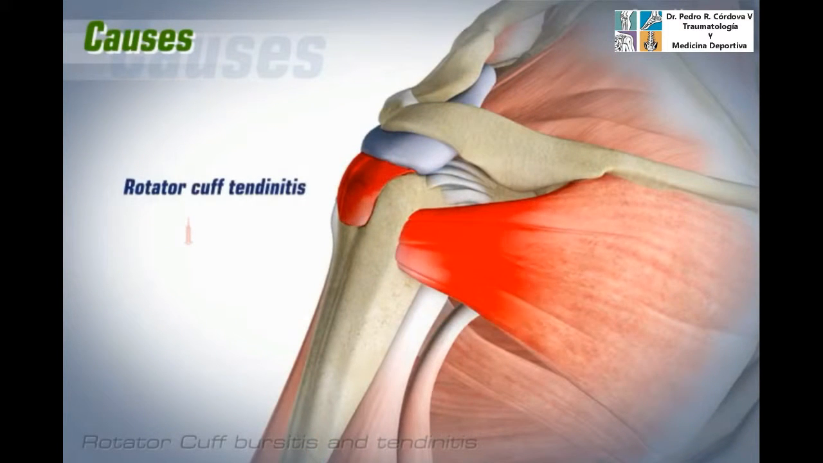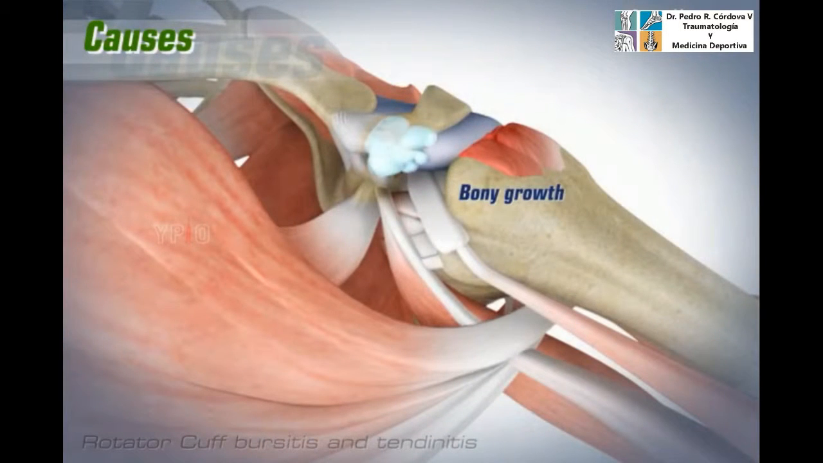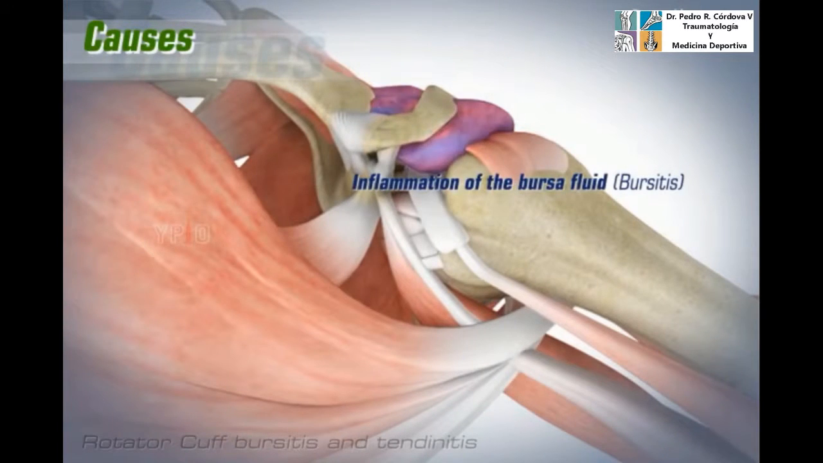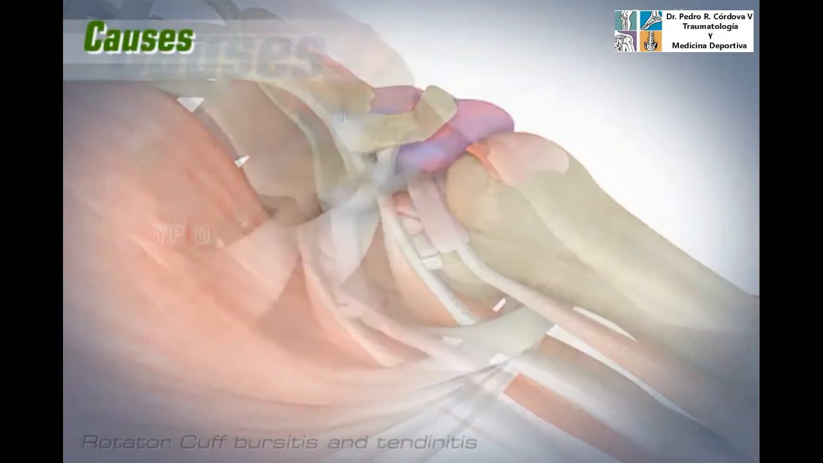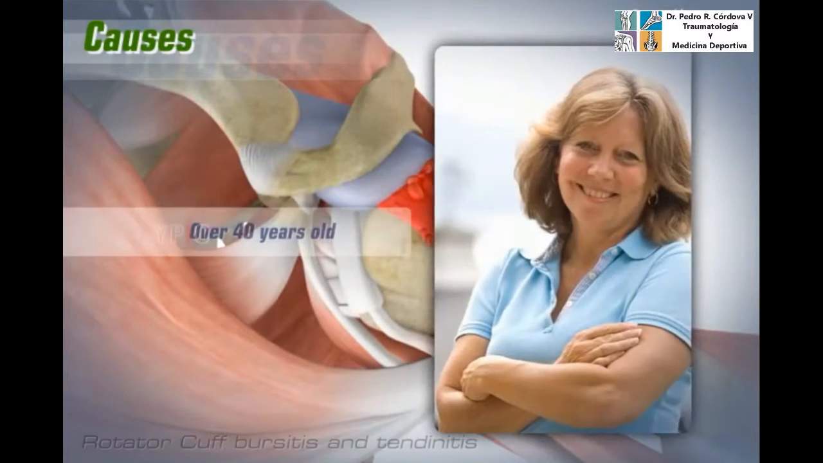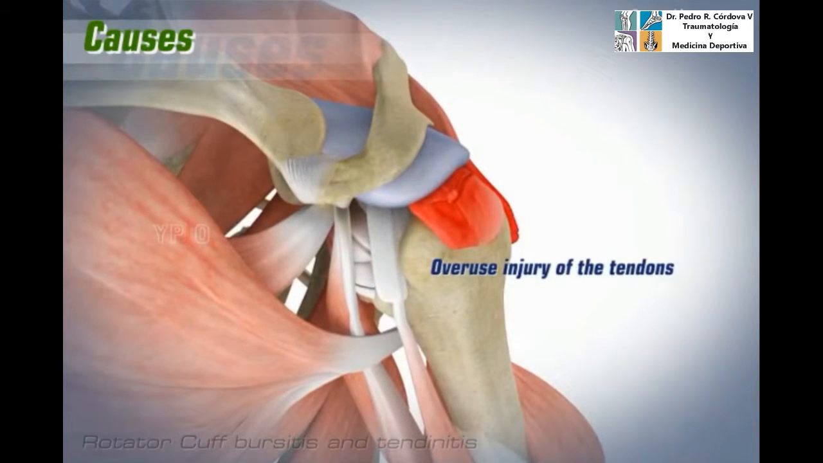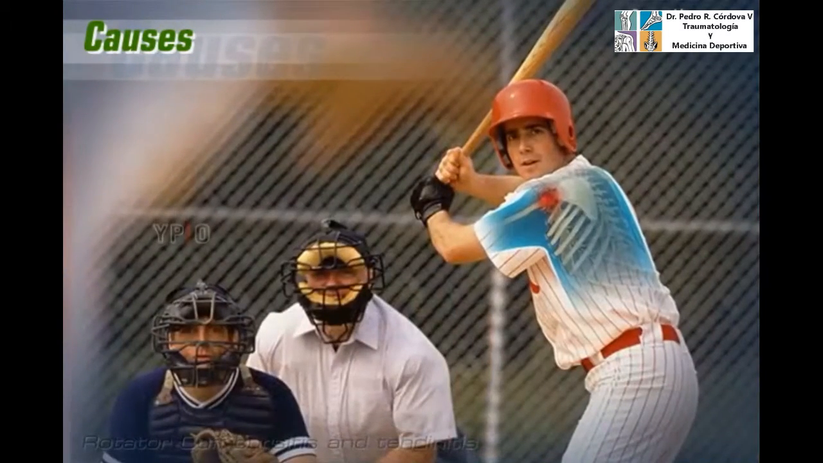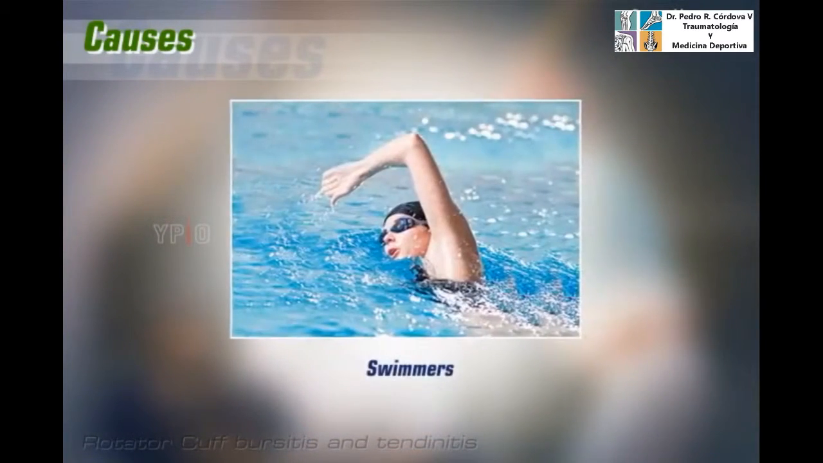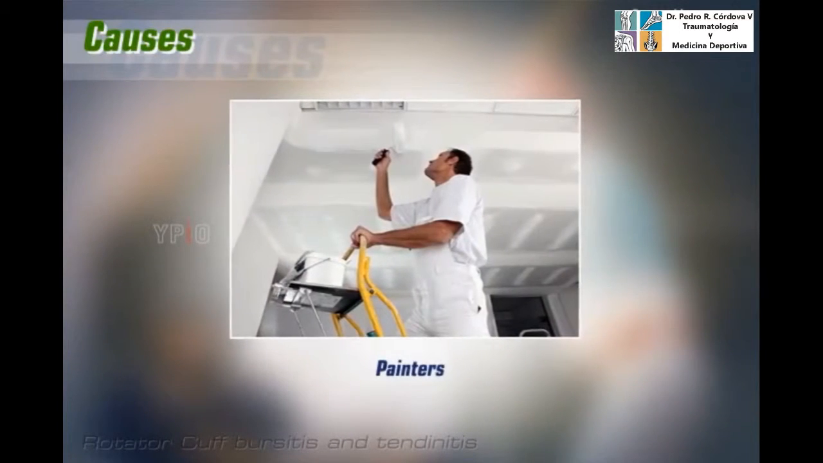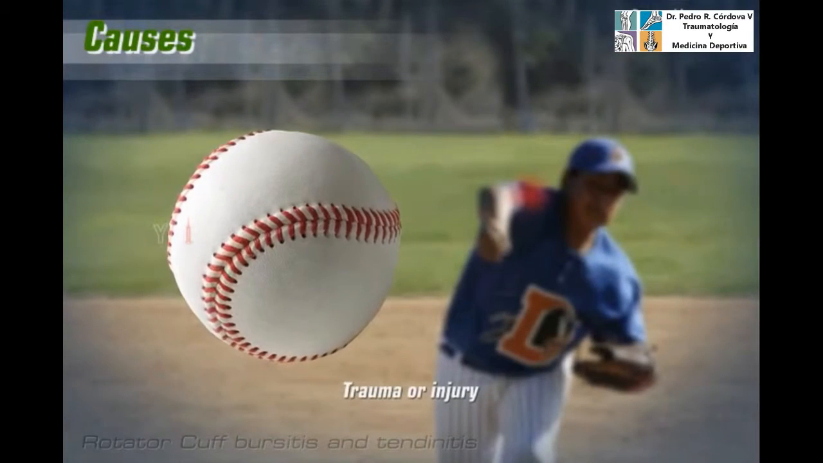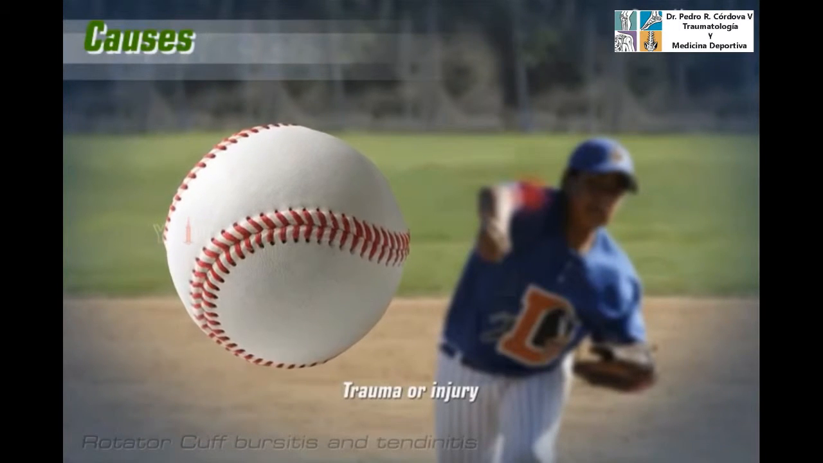Rotator cuff tendinitis may occur due to bony growth of the acromion process, inflammation of the bursa fluid, bursitis, degeneration of the tendons with age, particularly over 40 years old, or overuse injury of the tendons. This occurs more often in people with certain professions and in sports requiring repetitive shoulder movement, such as tennis players, swimmers, construction workers, and painters. Trauma or injury. One hard throw can cause the problem to occur.